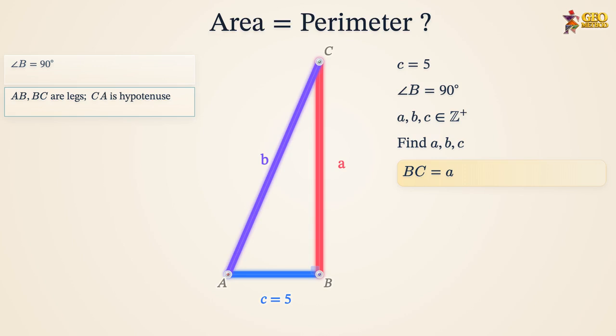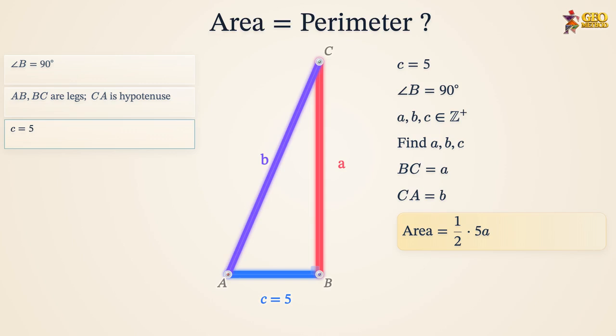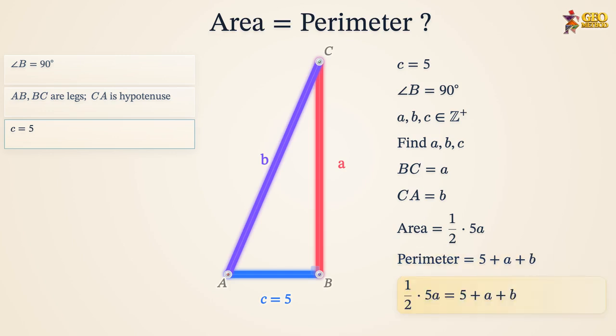Name the side opposite A first. Call segment BC equal to a, because that side will be the height in the area formula. Now name the hypotenuse b. The fixed base segment AB is side c, because it faces point C. Translate the area side of the condition first. With base 5 and height a, the area is 1/2 times 5 times a. Next, write the perimeter as the sum of all three sides, 5 plus a plus b. Set those two expressions equal.